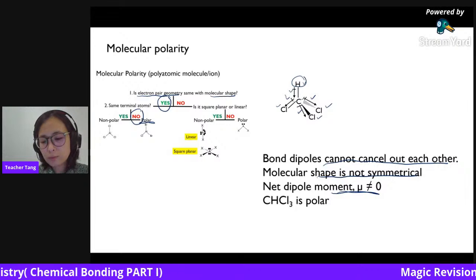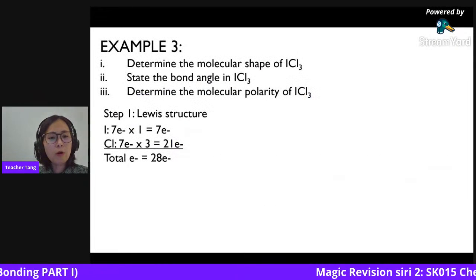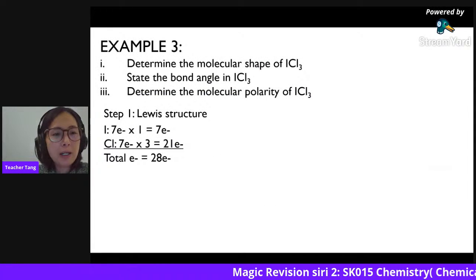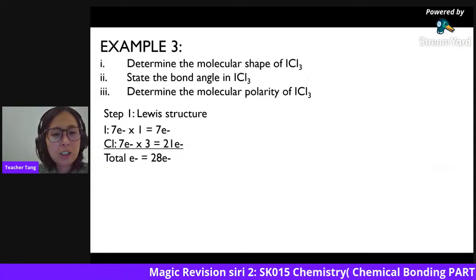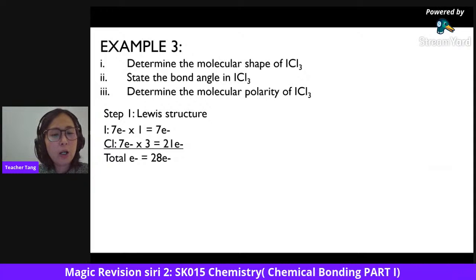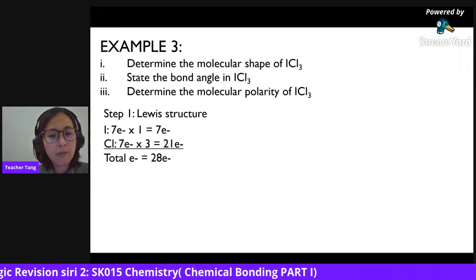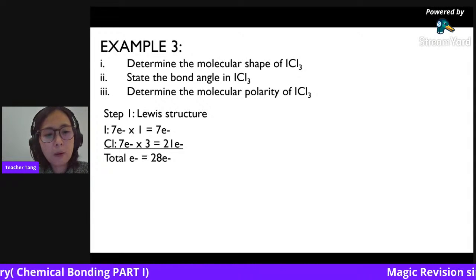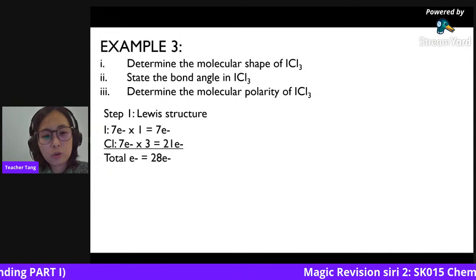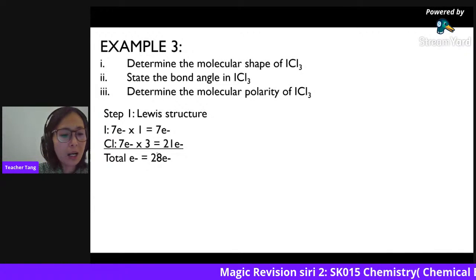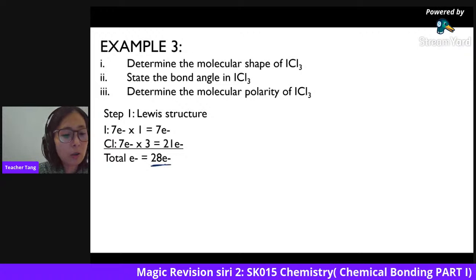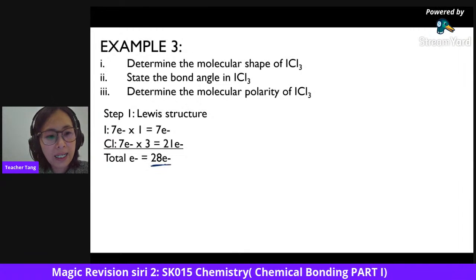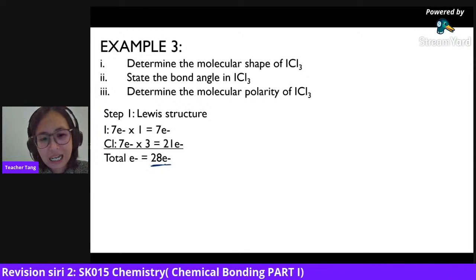So now we move on to look at the third example, to determine the molecular shape of ICl3. To determine the molecular shape of ICl3, remember, follow through the 4 steps. Step number 1, we draw the Lewis structure. So to draw the Lewis structure, first we calculate the total number of valence electrons. And in ICl3 it is 28.